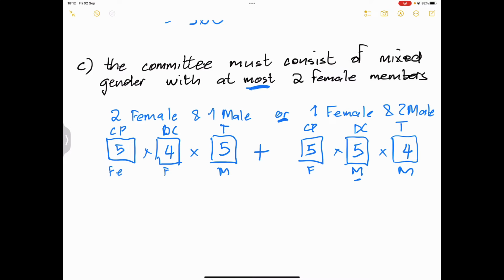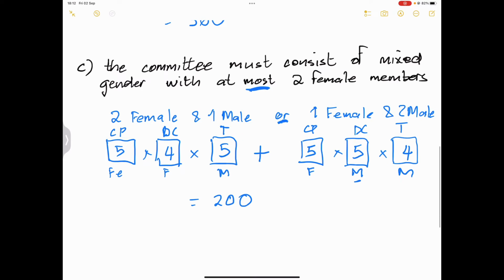Multiply that by 5. That would be 100, and the same is true here. You've got 25 times 4, which is 100. So the total number of possibilities is 200. I hope that makes sense in terms of this example, ladies and gents.